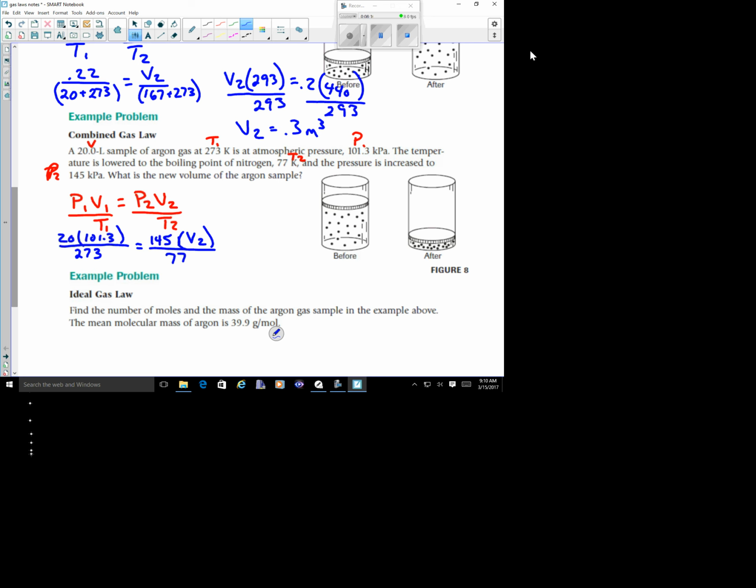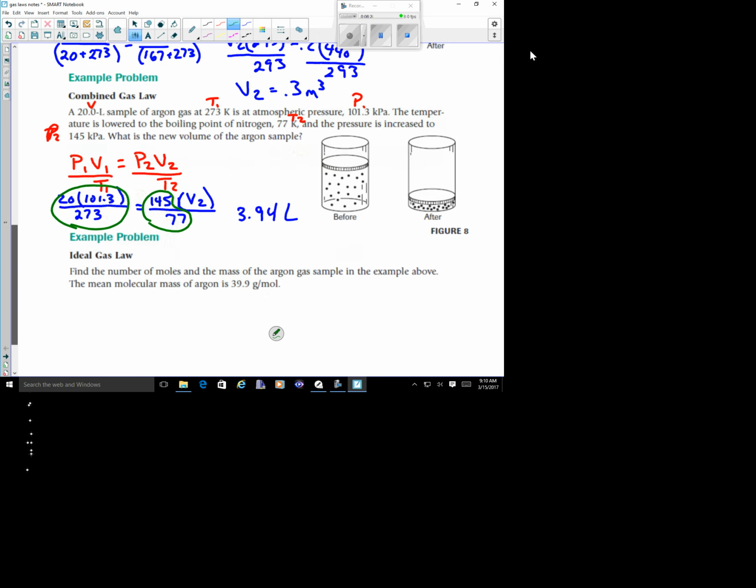You should end up getting 3.94 liters. Once again, I took all of this and got an answer and divided that by 145 divided by 77. That's how we did that. Lastly but not leastly is the ideal gas law, and then we're done.